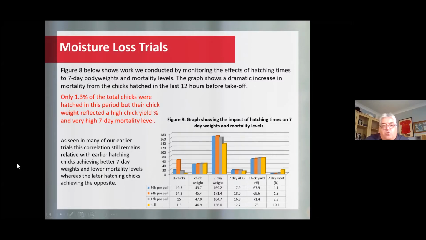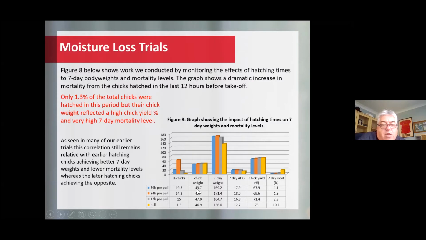But what we did is we took chicks out and kept them separated from 36 hours before hatch, 24 hours, 12 hours, and then the chicks from the hatching in the last 12 hours. So you saw at 36 hours before takeoff, we almost had 20% of these chicks hatched, which is a bit early anyway. But from 24 to 36, we had 64%, 12 to 24 hours, 15%, and in the last 12 hours, only 1.3% of the chicks hatched.